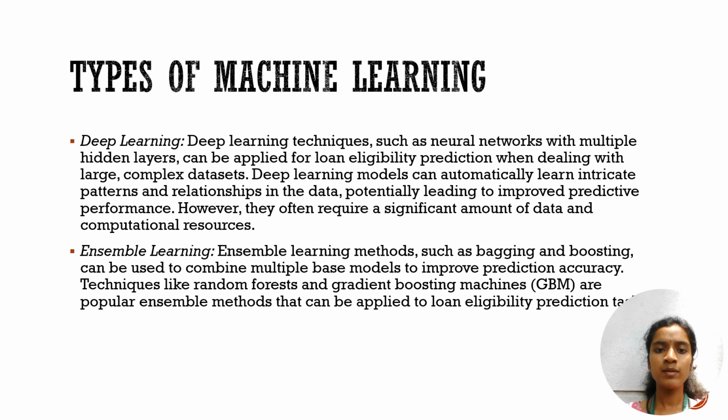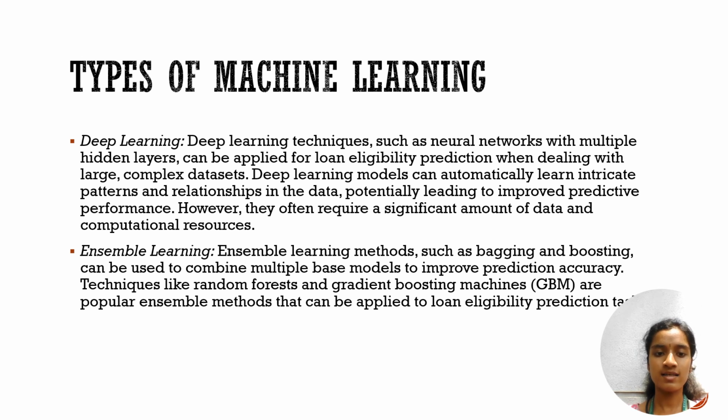Deep learning. Techniques such as neural networks with multiple hidden layers can be applied for loan eligibility prediction when dealing with large, complex datasets. Deep learning models can automatically learn intricate patterns and relationships in the data, potentially leading to improved predictive performance. However, they often require a significant amount of data and computational resources.